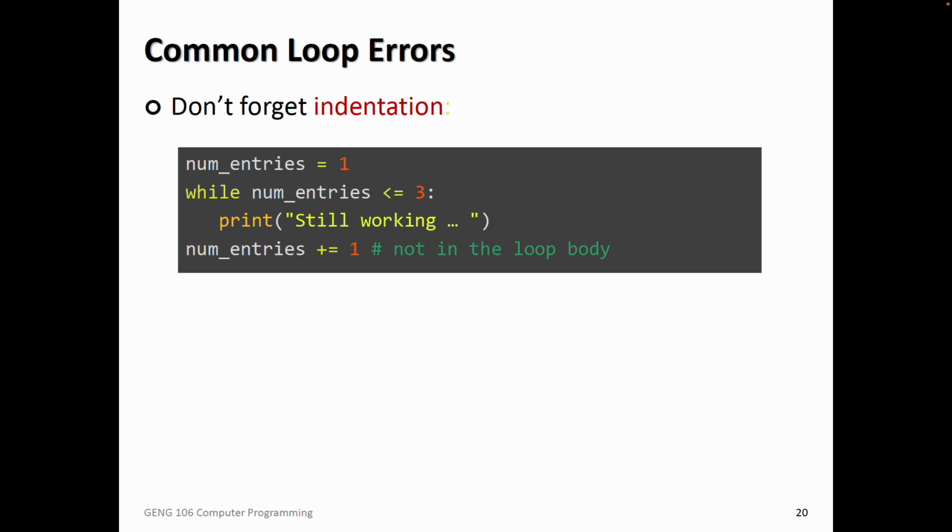But note that the indentation is different. What will be the output for this? Yes, it is an infinite loop. It will not exit from the while loop at all. Why is that? Because this number of entries update is not within the while loop. We are not updating the number of entries.